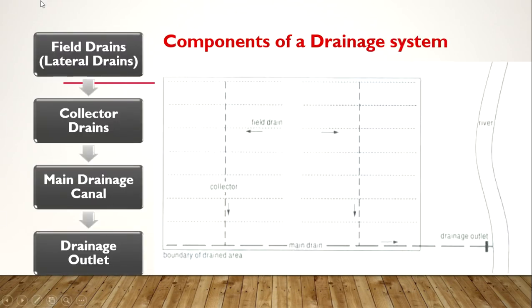So this is a drainage system. This is a plan view of a drainage system. This is our agricultural field from where we have to remove the excess water. This rectangular field contains some excess water, and we have to remove it. So there is a drainage system we have installed here. We will see the layout of the system here.